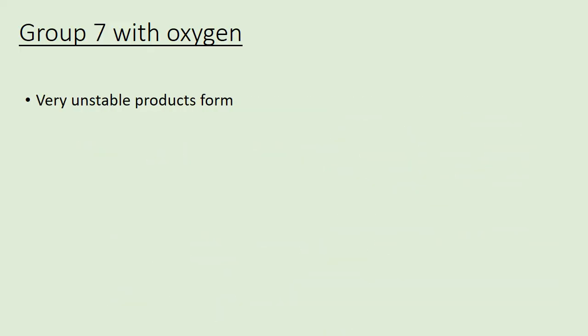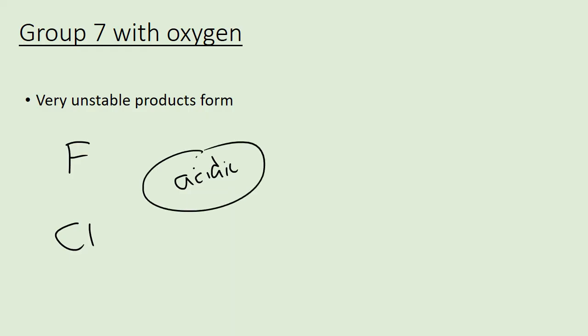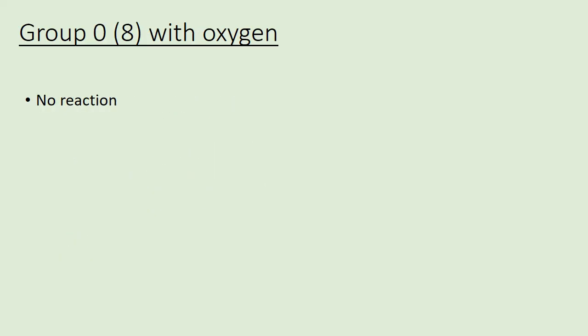Group 7, that's your halogens. You've got fluorine and chlorine. Now, they form very, very unstable products. So actually, they don't really react because whatever they form are very unstable and not long lasting. So we don't need to worry about equations here. Now, if they were to form oxides, you'd be right in saying that they would be acidic. Any oxides that form aren't very long lived, but they would be acidic. So that's a simple one there. There's not an awful lot happening. Group 8, noble gases, very, very unreactive. They will not react with oxygen.